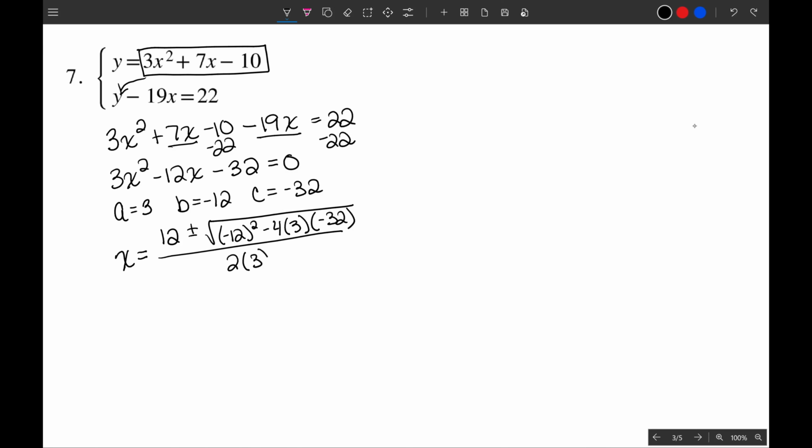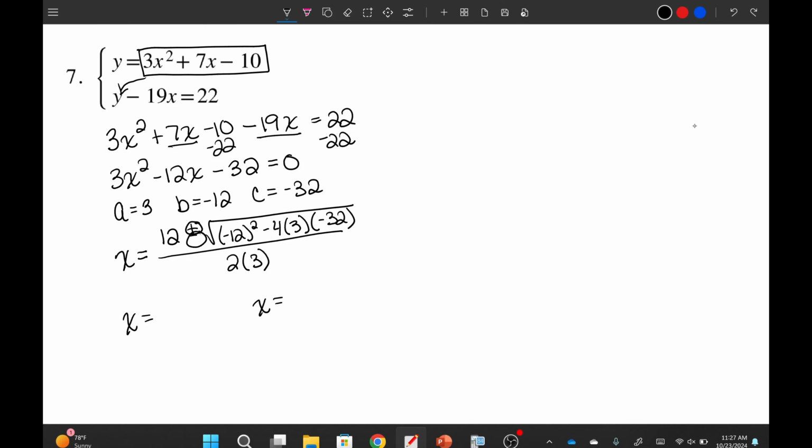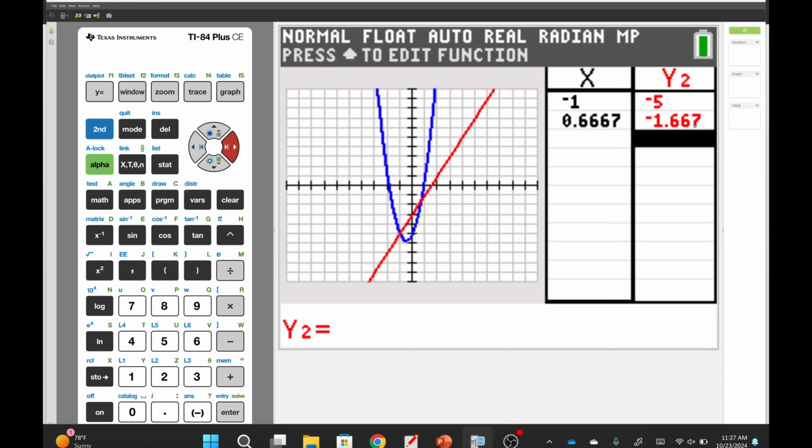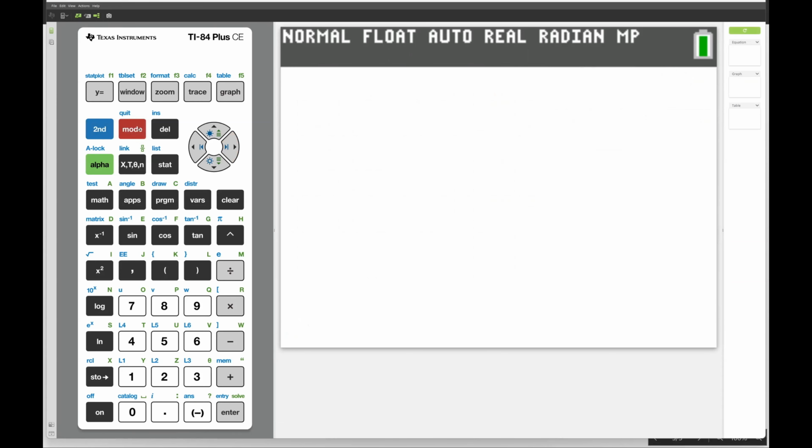Now, I already know that this is not going to come out to be an integer, and also not a pretty number at all. So we're going to just plug this all in at the same time. Now we have two answers here. One involves the plus sign and one involves the minus sign. So we're going to go to our calculator, and we are going to just plug all of this in.